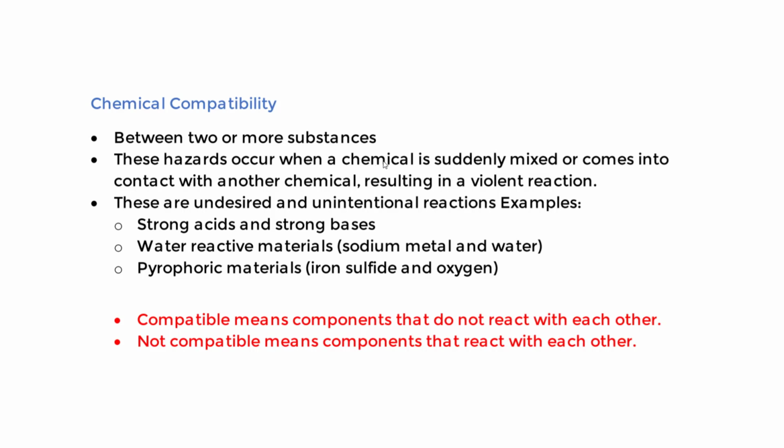So we know a hazard can occur when a chemical is suddenly mixed or comes into contact with another chemical. This can result in a violent reaction or something unintended that we did not expect. These are the reactions that can be produced, and they are in the chemical compatibility chart, which we will look at in just a second. So we know these are undesired and typically unintentional reactions.